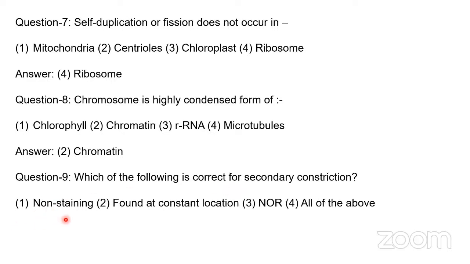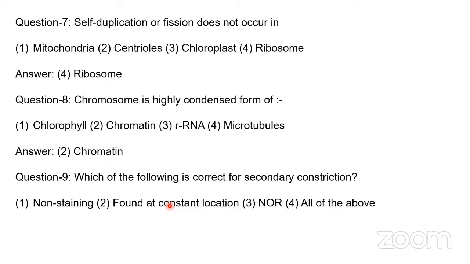First is that they are non-staining. Second is they are found at a constant location. And third is they are NOR, that is nucleolar organizer regions. So option number 4 is all of the above. We know that secondary constrictions are non-staining, they do not take up the stains, and also they are found at a constant location.